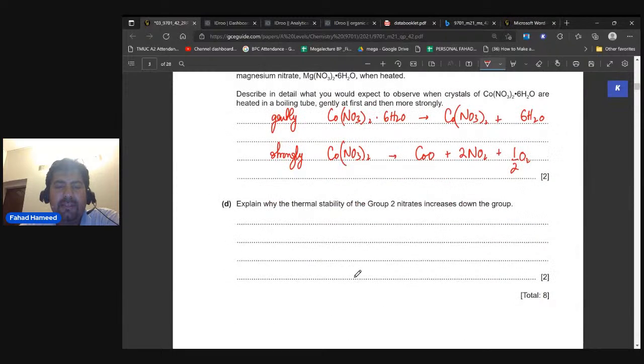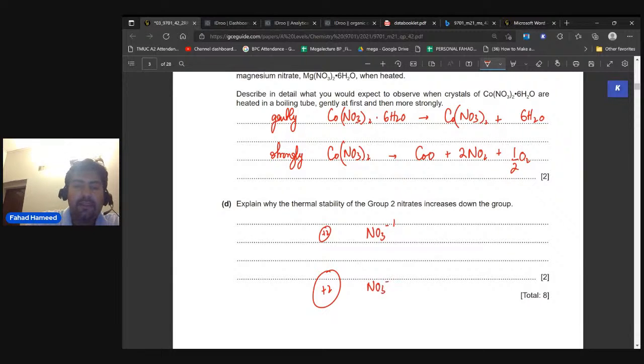Now, explain why the thermal stability of group 2 nitrates increases down the group. So, why does it increase for group 2 nitrates? The reason is simple. The top one is a smaller ion, let's say it's plus 2. And he's talking about nitrate. So the nitrate ion is this one. But when you go down the group, the charge is still plus 2, but the size of the ion is bigger. The top ion has more polarizing ability.